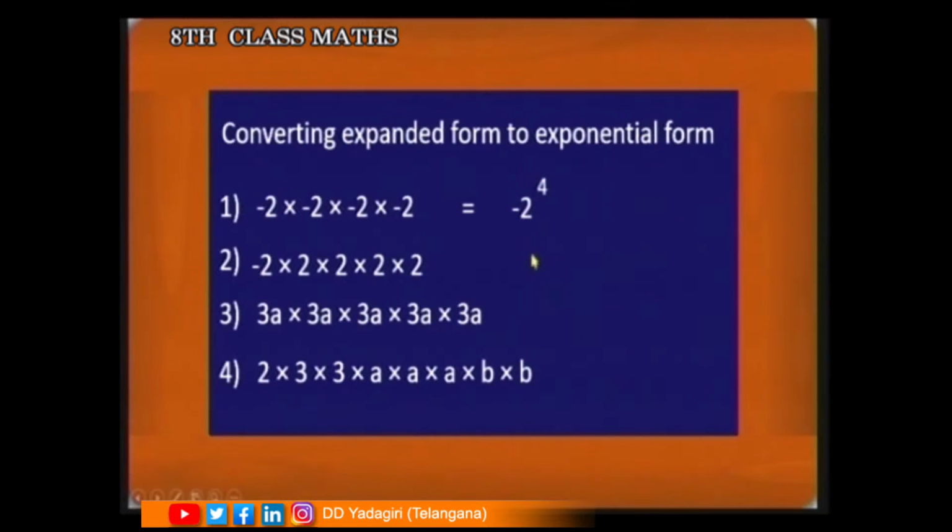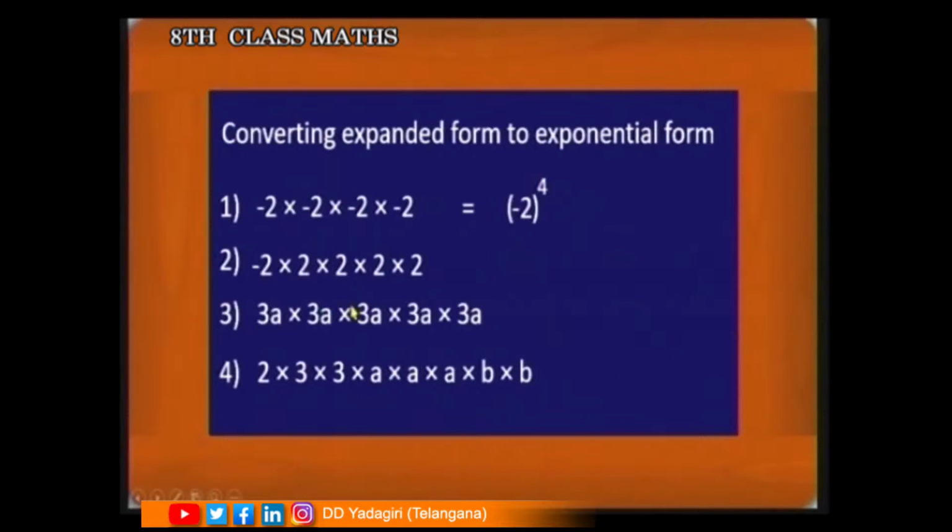If you write it without brackets, it will be wrong. Why? Because in that representation, this 4 is considered to be the exponent of only 2. It is not the exponent of the minus. If you put brackets like this, now this will be the exact exponential form, where this 4 is considered the exponent of the total minus 2, because here minus 2 is repeatedly multiplied with itself 4 times.